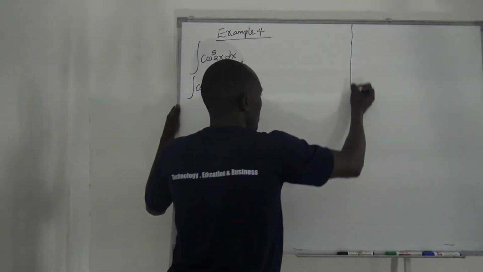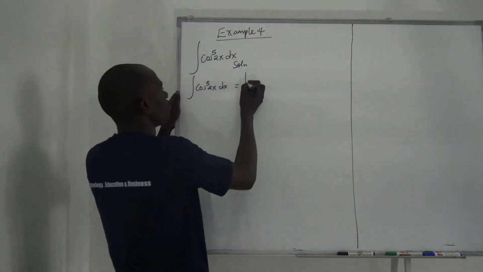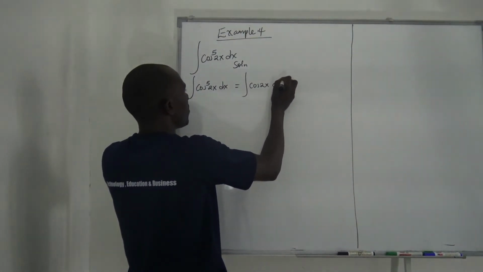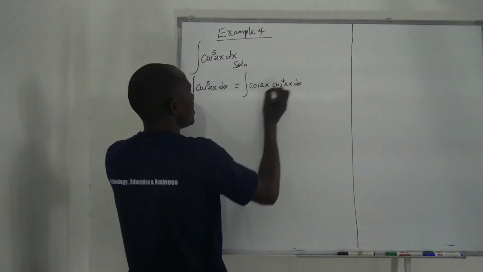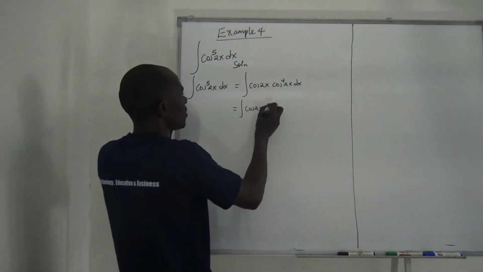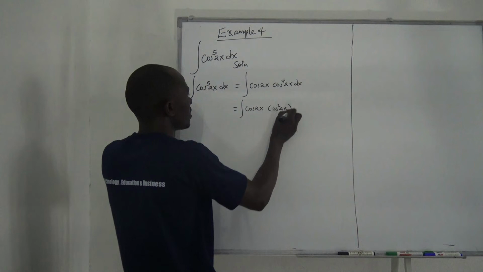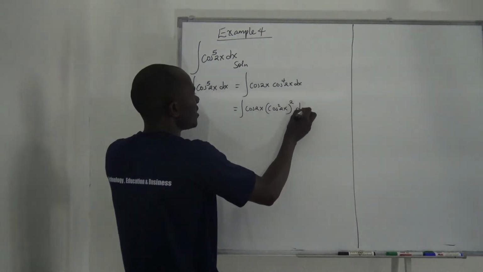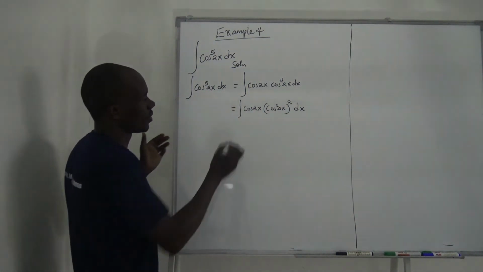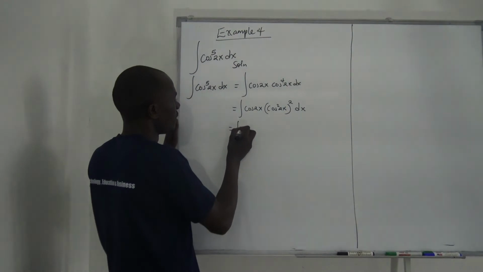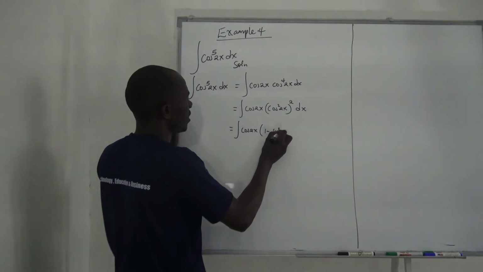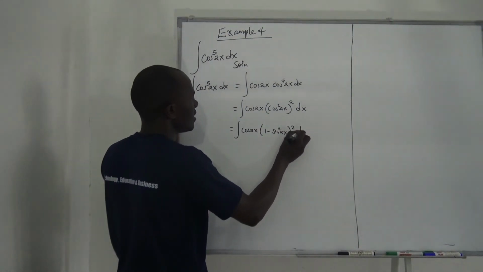cos 2x times cos power 4 of 2x dx. This becomes the integral of cos 2x times (cos squared 2x) squared dx, so that when you expand it, you get power 4. Here we apply the Pythagoras theorem. This is cos 2x times (1 minus sine squared 2x) squared dx.